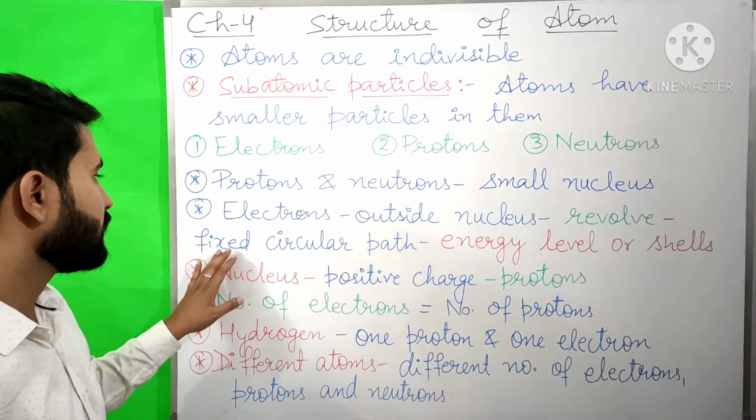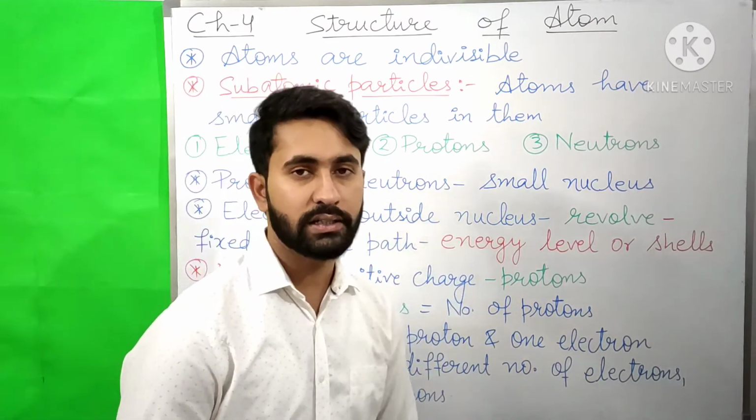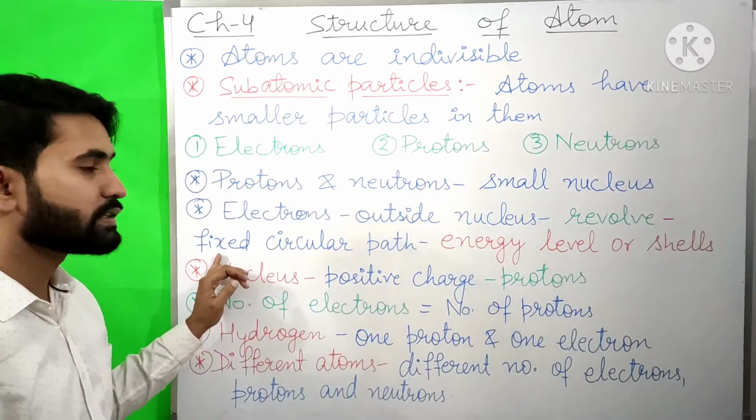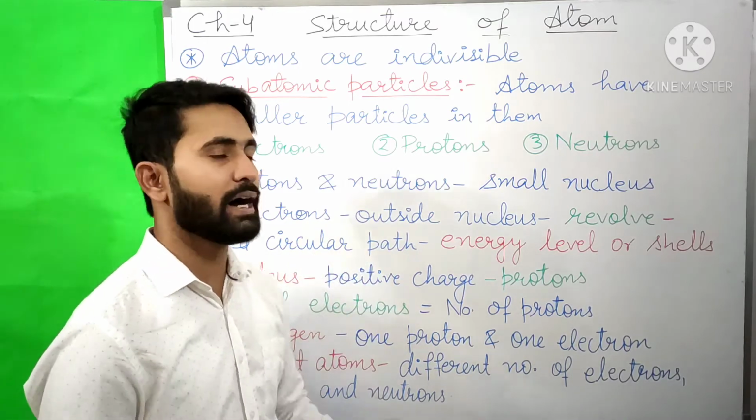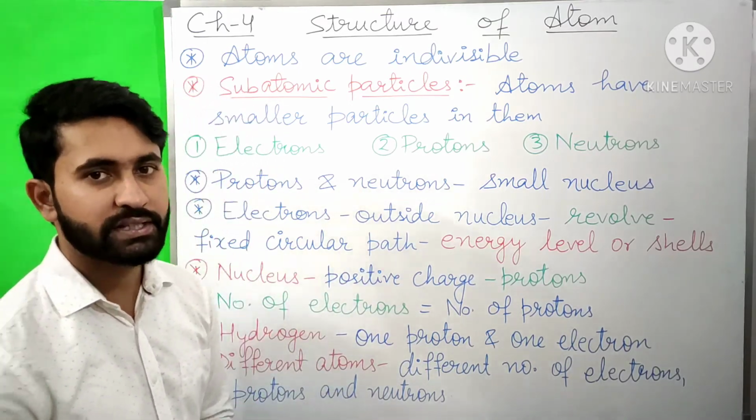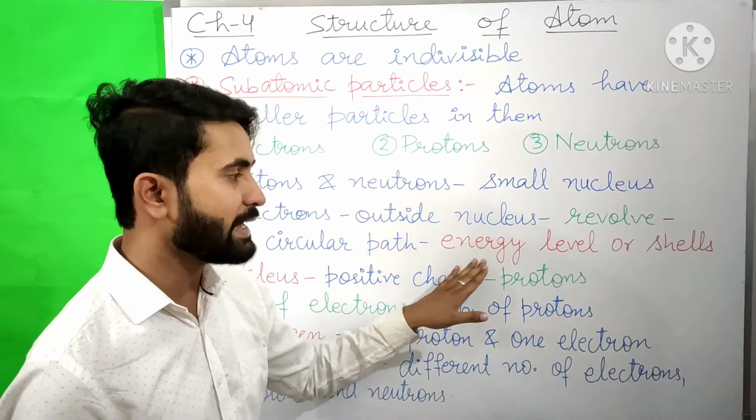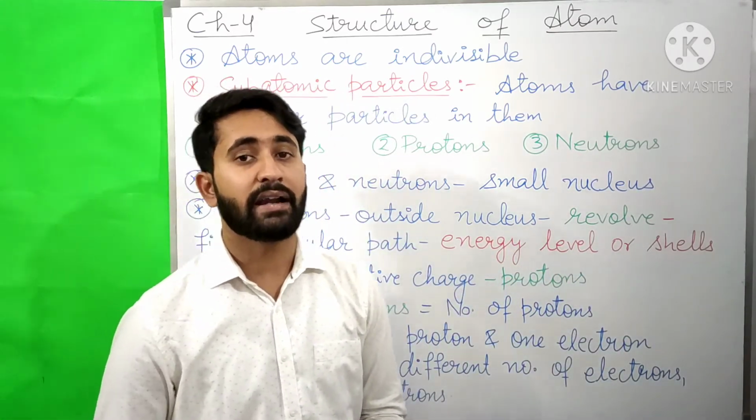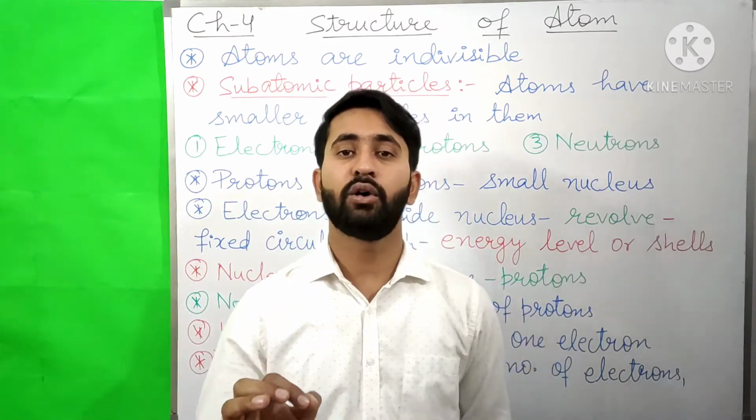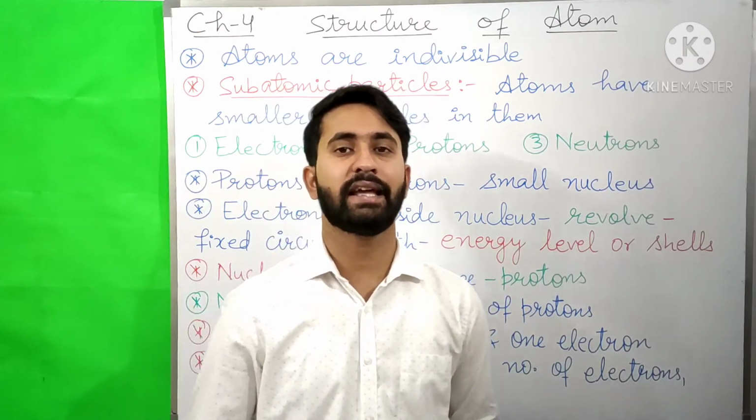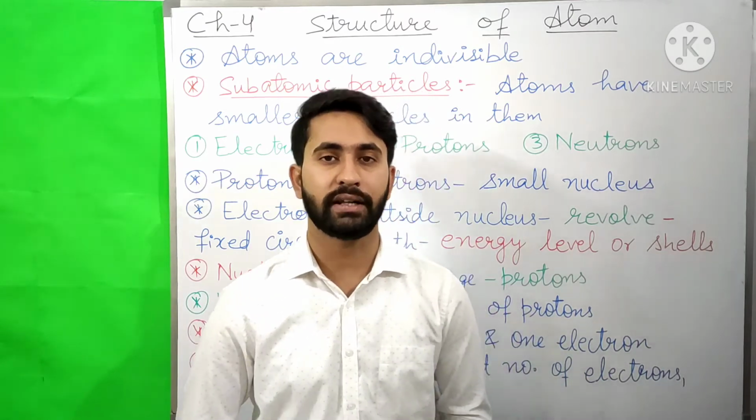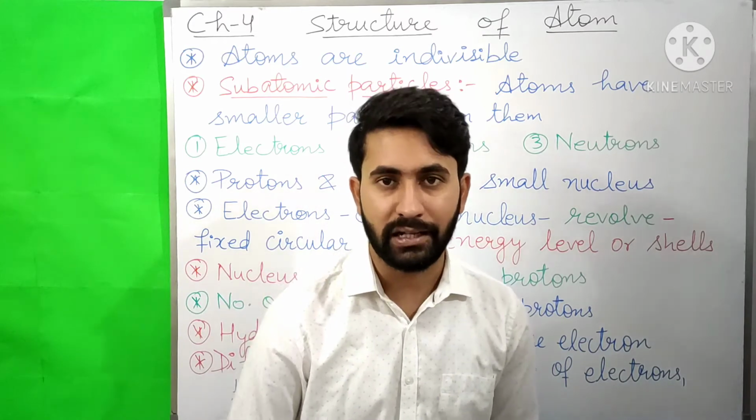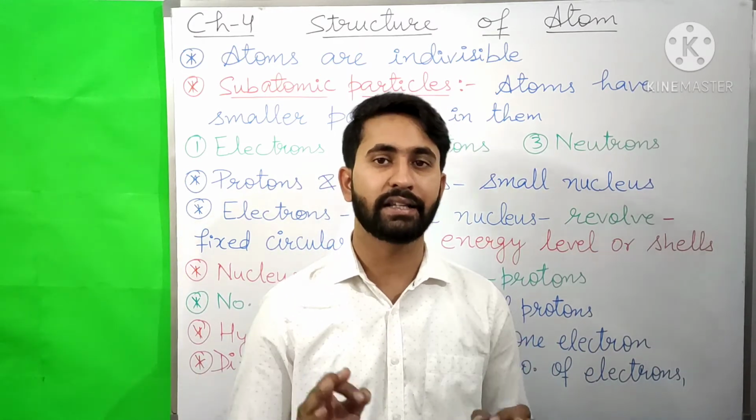Electrons are located outside the nucleus and they revolve around the nucleus in fixed circular paths, and these fixed circular paths are known as energy levels or shells. The electrons have very small mass, so we can say that the mass of the electron is negligible. So the whole mass of the atom is located inside the nucleus.